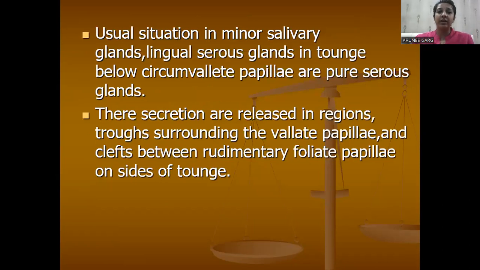A usual situation of the minor salivary glands is the lingual serous glands in the tongue below the circumvallate papillae, which are pure serous glands. Their secretions are released in troughs surrounding the circumvallate papillae, and in clefts between the rudimentary foliate papillae on the sides of the tongue.